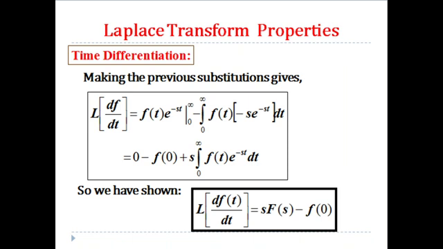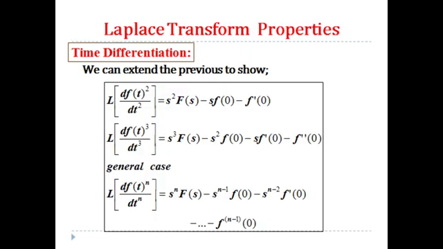and we will get Laplace of df by dt is equal to f of t e raised to minus st, evaluated from 0 to infinity, minus integral over 0 to infinity f of t and the derivative of e raised to minus st, which is minus s e raised to minus st dt. By solving the equation we will get Laplace of df of t by dt is equal to s F of s minus f of 0.